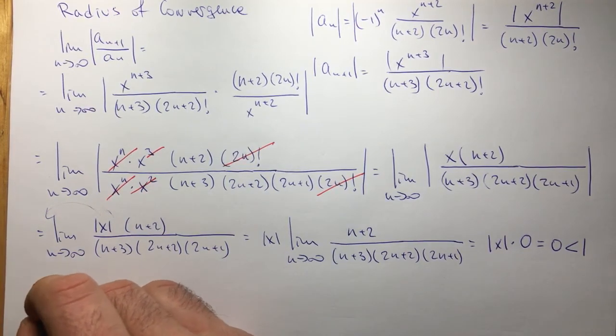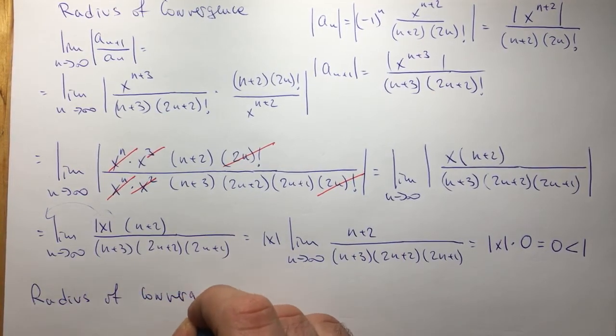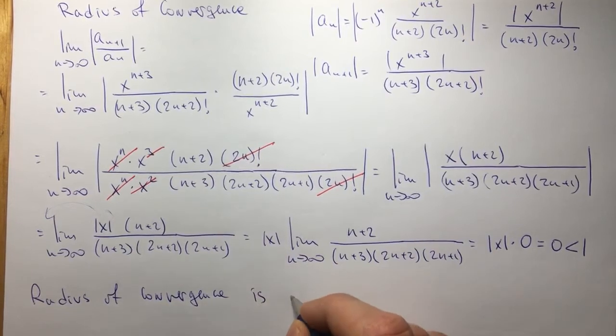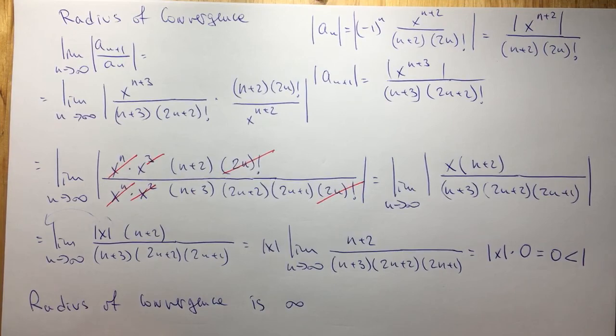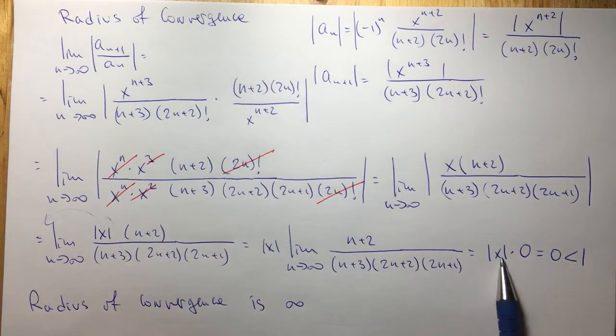That's why the radius of convergence is infinity, is infinitely big. Or in other words, the interval of convergence is going to be from negative infinity to positive infinity. Why? Because, one more time, the ratio test gave us a limit of 0 independent of x, right? Which means that whatever x we take, this Maclaurin series will converge.